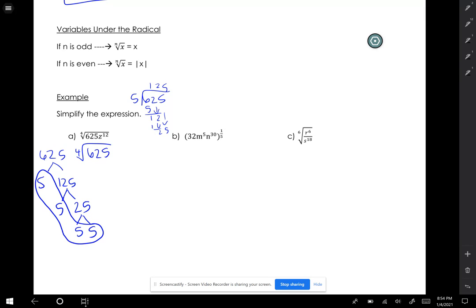And then for z to the 12th power, if we're finding the fourth root of that, you could think of it as how many sets of z to the 4th do you have in there? Well, you have 3 sets, right? Z to the 4th times z to the 4th times z to the 4th. So when we break that down, the 4th and the root will cancel out each time. So the fourth root of 625 becomes a 5, and the fourth root of z to the 4th is z, three times. So you end up getting 5z cubed.